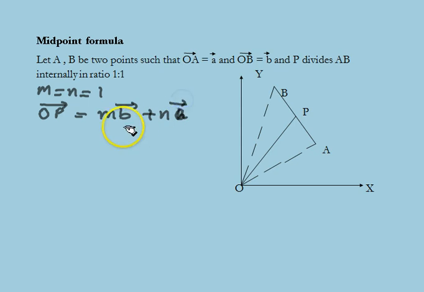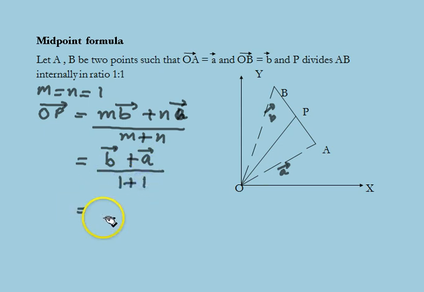which gives us the value of vector OP as (m into vector B plus n into vector A) divided by (m plus n), where vector A is equal to vector OA and vector OB is equal to vector B. Now here, since we have m equal to n equal to 1, we have the position vector OP as (vector B plus vector A) divided by (1 plus 1). Thus, the position vector of the midpoint of the line segment AB is given as (vector B plus vector A) divided by 2. This gives us the midpoint formula for this line segment, where P is the midpoint of line segment AB. Next, we are going to discuss certain problems based on the section formulae that we have discussed today in this lecture.